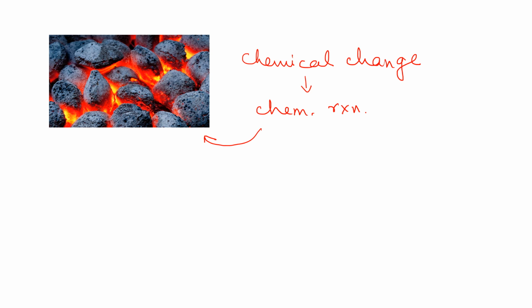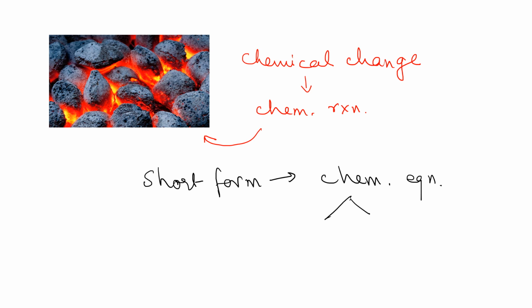But this description is quite long. Chemical reaction can be represented in short form in the form of chemical equation. So, chemical reaction in short form can be represented as chemical equation. And what do we use in chemical equation? We use symbolic notations of formulae of compounds. And what else do we use here? We use symbols of elements.